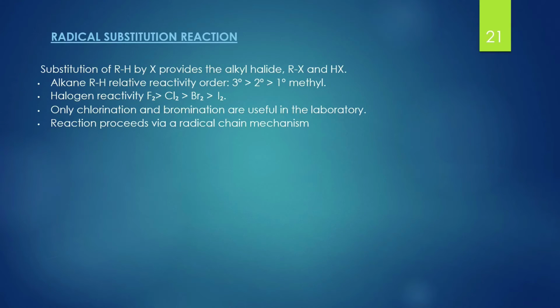Let's talk about the most important reaction of alkanes, that is the radical substitution reaction. The substitution of RH by X provides the alkyl halide RX and HX. Alkanes, which are RH, relatively react in the order tertiary, secondary, primary, and then methyl. Halogens, which are X, react in the order of fluorine, chlorine, bromine, and last but not the least, iodine. Only chlorination and bromination are useful in the laboratory. Reactions proceed via a radical chain mechanism.